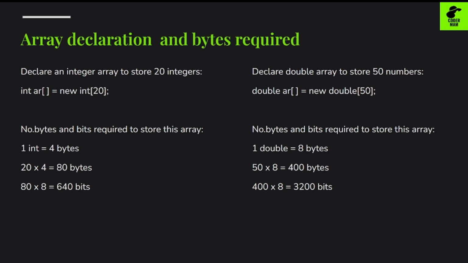Now let us see another example. This is a double array. That means all the elements stored in the array are of double type. Now the size of the array is 50. So number of bytes required to store this array is 50 into 8, that is 400 bytes. Then how many bits are required to store this array? 400 into 8, 3200 bits.